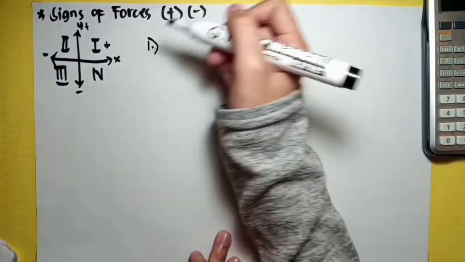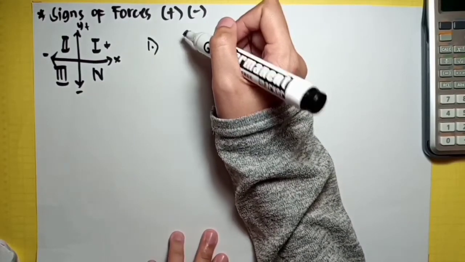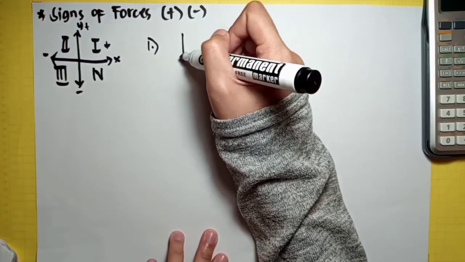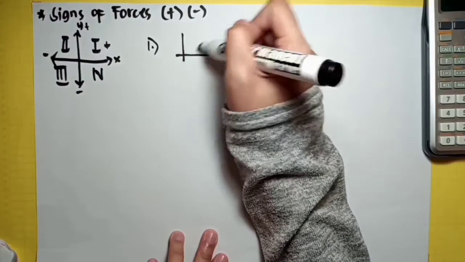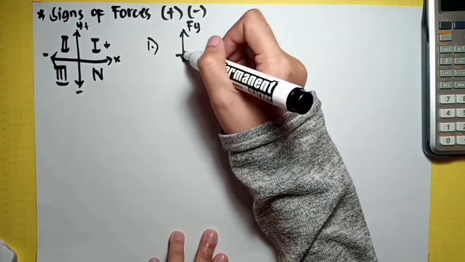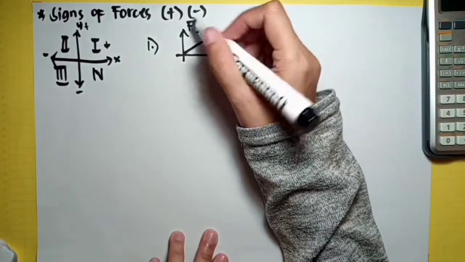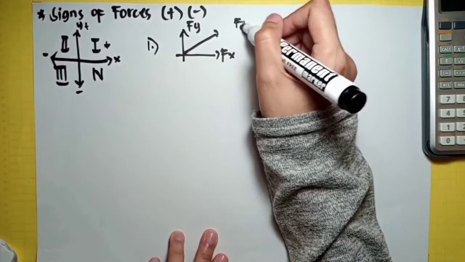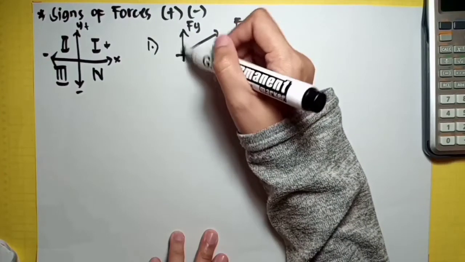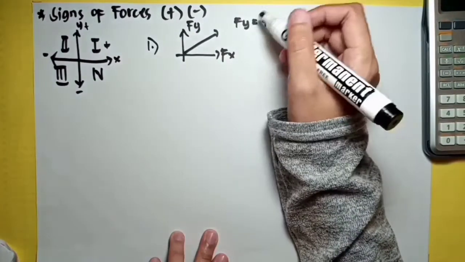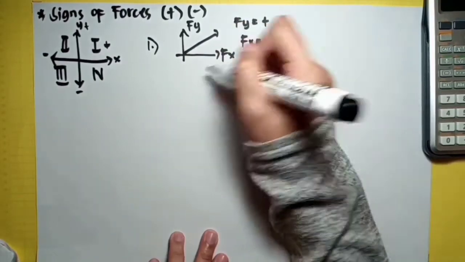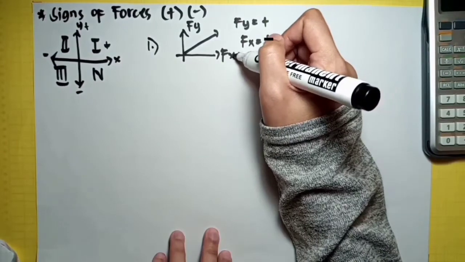For example, number 1, kapag ang isang components ng resultant ay nakalay sa quadrant 1, ganitong diagram. Assuming quadrant 1 ito, so f sub y, f sub x, then the resultant. Kapag ganito, ang f sub y, ang value niya is positive, kasi nasa taas, which is positive sa Cartesian plane. And then for f sub x, positive din, kasi ang nasa right side ng Cartesian plane ay positive sides.